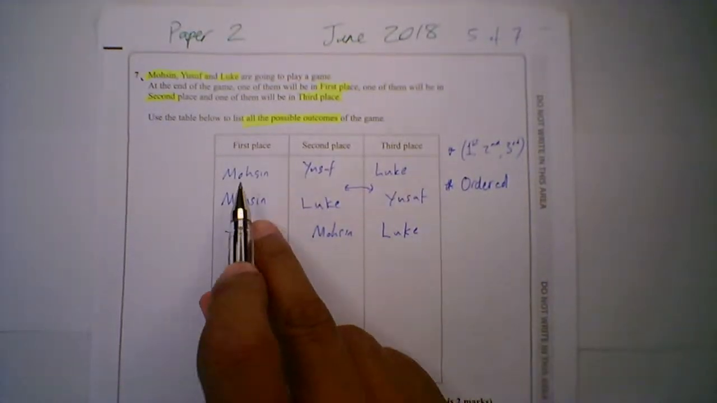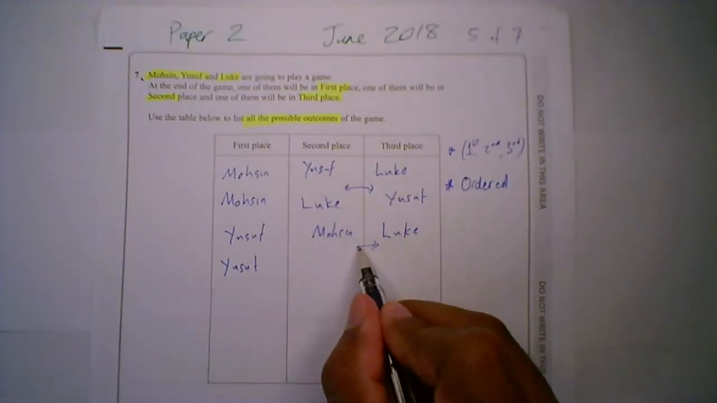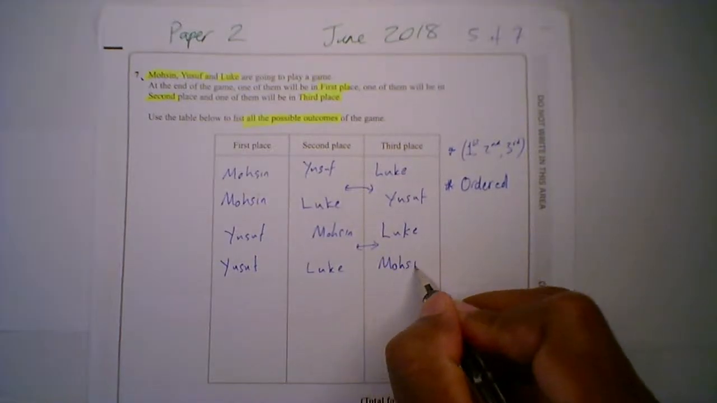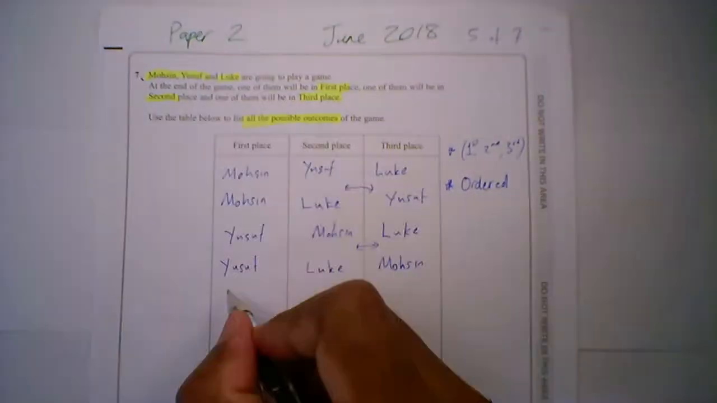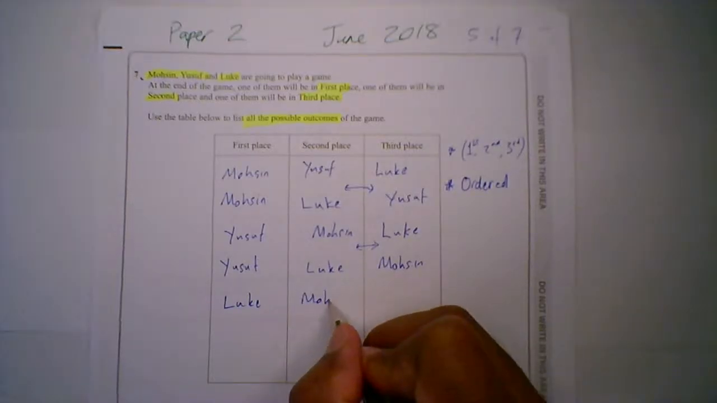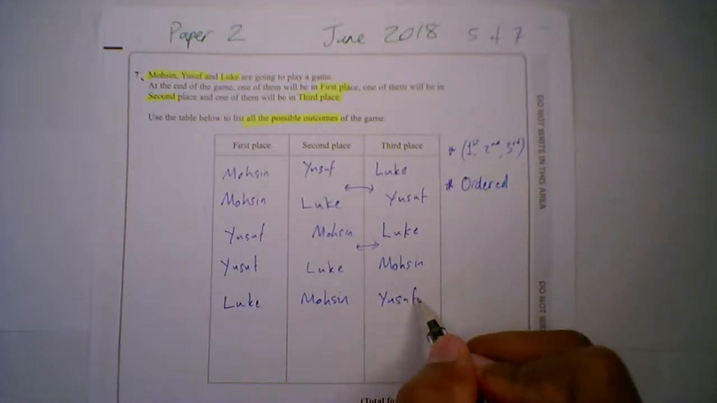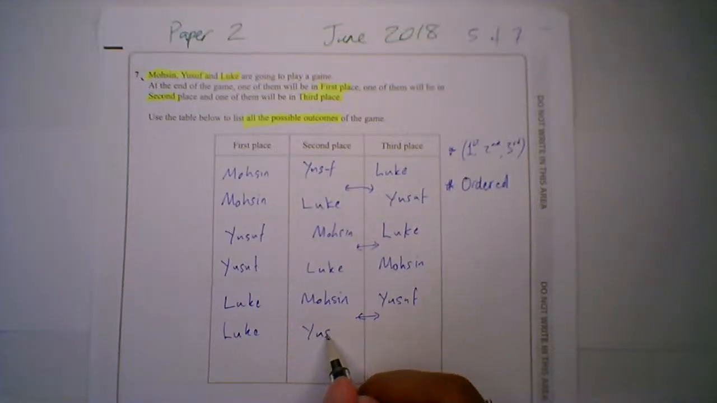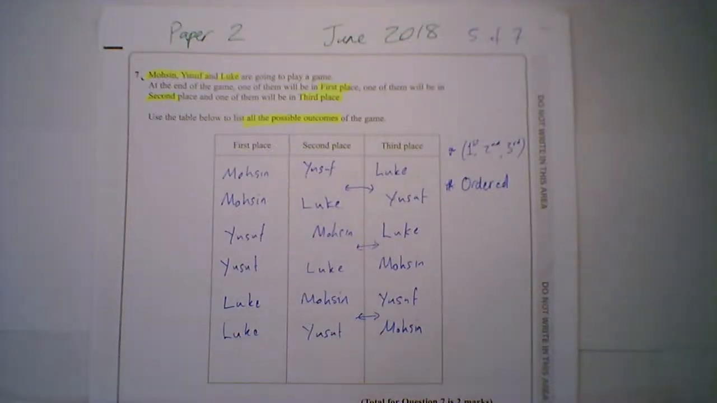So similar to the last one, I'm going to keep Yusuf the same. And now I'm going to swap these 2 around, Luke and Mohsin. Okay, there's no other combinations here. So now I'm going to go to the next name. Luke is the third person, so he's first. And I'm going to keep Mohsin and Yusuf in the order the names come in here. So Luke stays the same. And now I can swap these 2 around, Yusuf and Mohsin. And now I've covered all the different combinations.